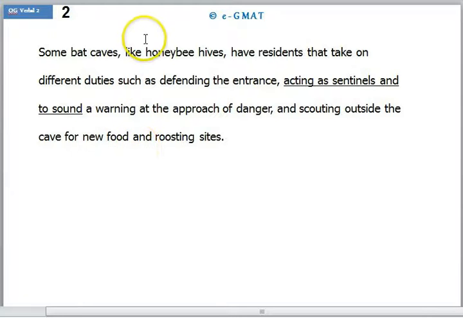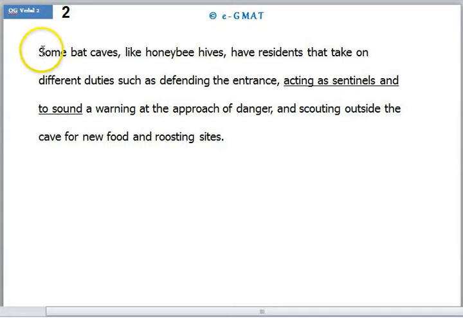Alright, so the word like here tells us that this sentence presents a comparison between honeybee hives and bat caves. It says that just like honeybee hives, some bat caves have residents who take on different duties that include defending the entrance, acting as sentinels and to sound a warning at the approach of danger, and scouting outside the cave for new food and roosting sites.